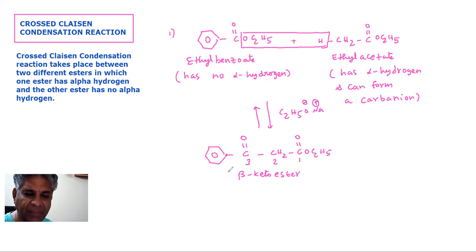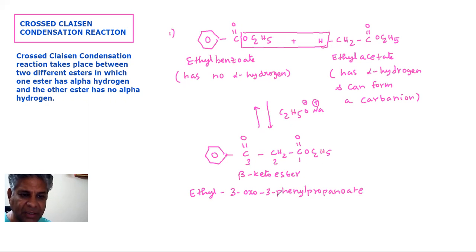So ethyl propanoate. Now here you have to write like this only. Ethyl, see here. Now this is 3-oxo, 3-phenyl propanoate. So this you have to write in the alphabetical order, O, P. So oxo is there and then phenyl is there. So ethyl 3-oxo-3-phenyl propanoate. So this is the IUPAC name of this.